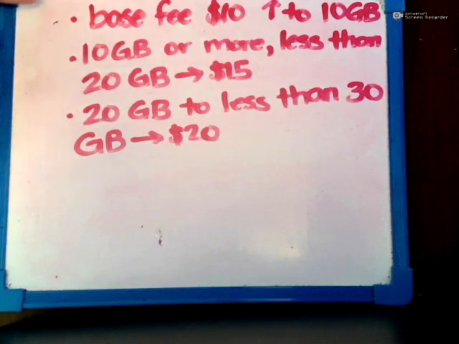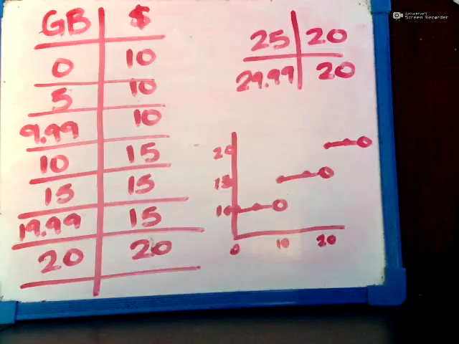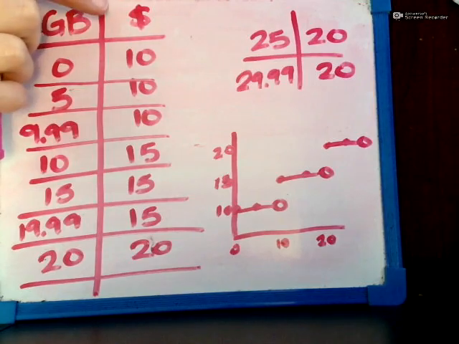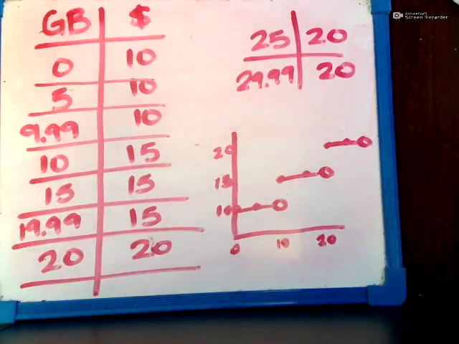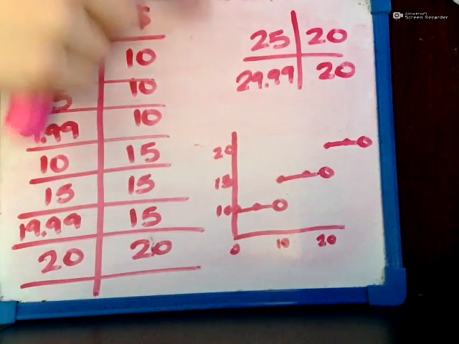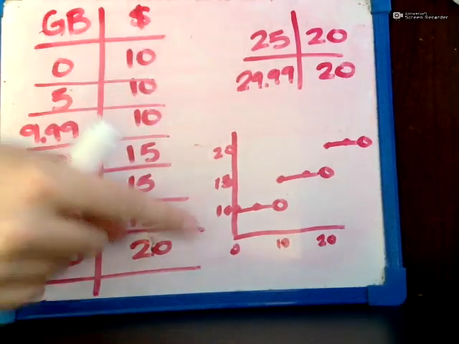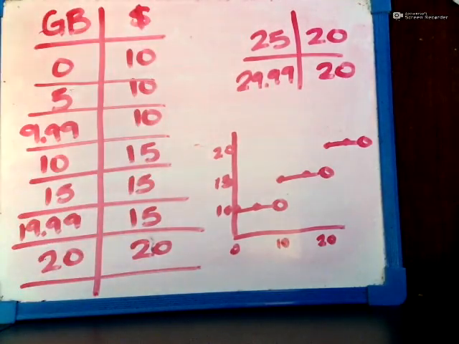So the first thing we need to do is take all of this information and translate it into a math form that we can easily deal with. So we create a table with gigabytes on one side and the cost in dollars on the other. I ran out of room, so my table goes up here, and then your graph is going to look something like this. Go ahead and pause the video if you need to.